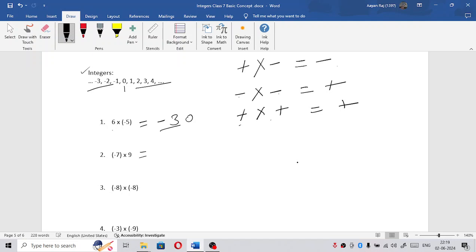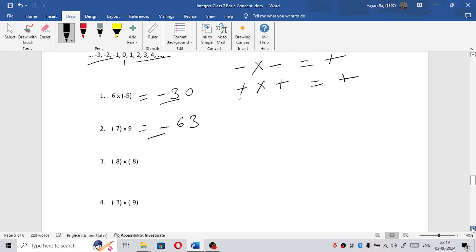Now look at the second question. Again, there is a negative integer and a positive integer. Minus into plus. Minus into plus, then again you have to write the negative sign, and 9 into 7 is 63. So the answer of this question is minus 63.